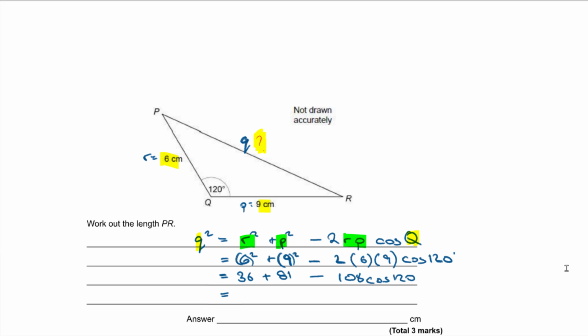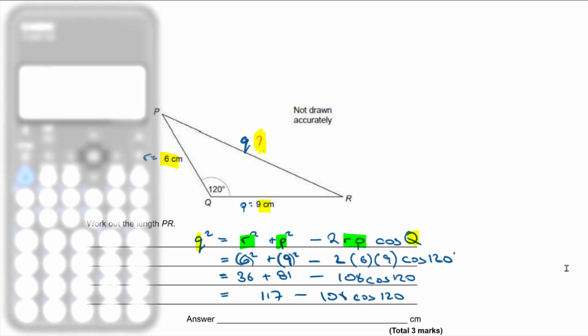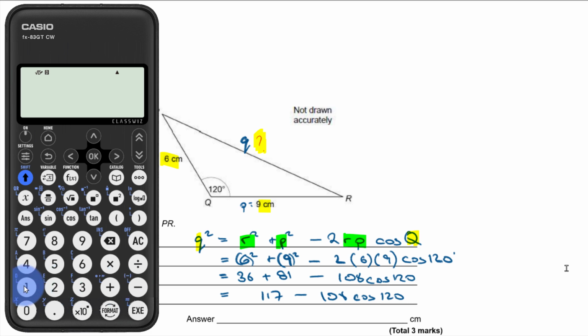Right, so 36 plus 81, that's 117. Okay, so it's 117 minus 108 cos 120. Now, when I get into this form, that's when I type it into the calculator, making the keying in easier than it would otherwise be. So 117 minus 108 cos 120, and that comes out to be 171. Now that looks quite big, but remember that's q squared. So if I want q, so q squared is 171.